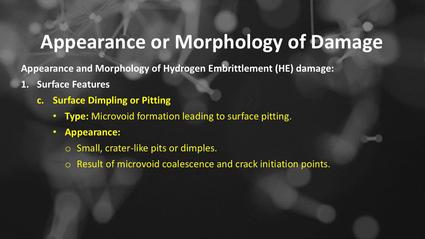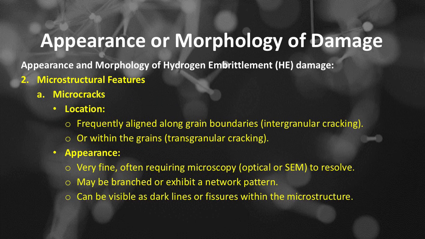Number C of surface features is surface dimpling or pitting. This is microvoid formation leading to surface pitting. The appearance of surface dimpling or pitting is small, crater-like pits or dimples, the result of microvoid coalescence and crack initiation points.